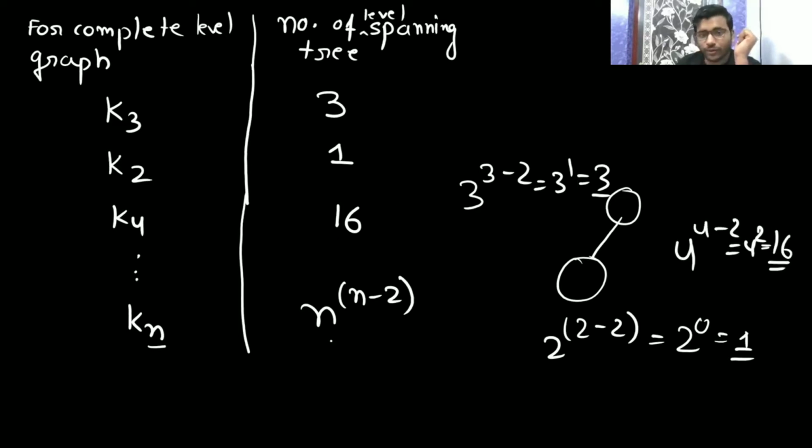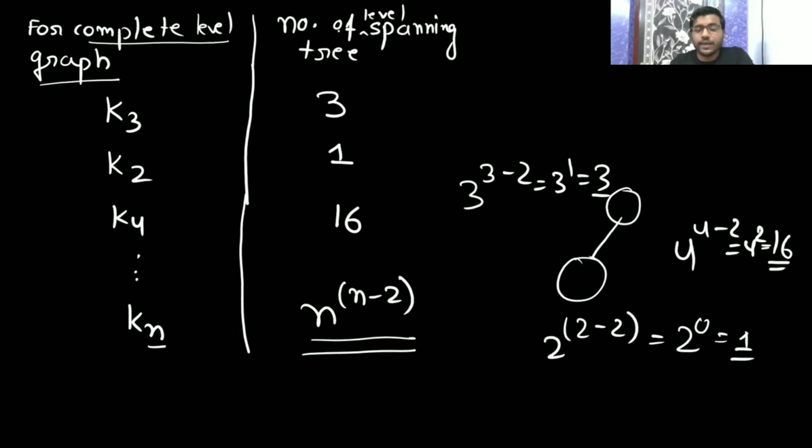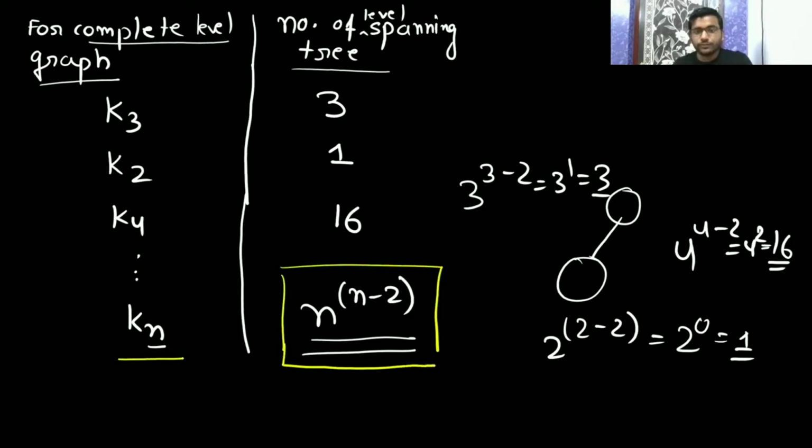So you are going to get that many spanning trees in a complete graph. For a complete graph with 3 nodes you get 3, for 2 nodes 1, for 4 nodes 16. Similarly, this formula you have to memorize: if you have Kn, then it will be n to the power n minus 2. Okay, n to the power n minus 2.